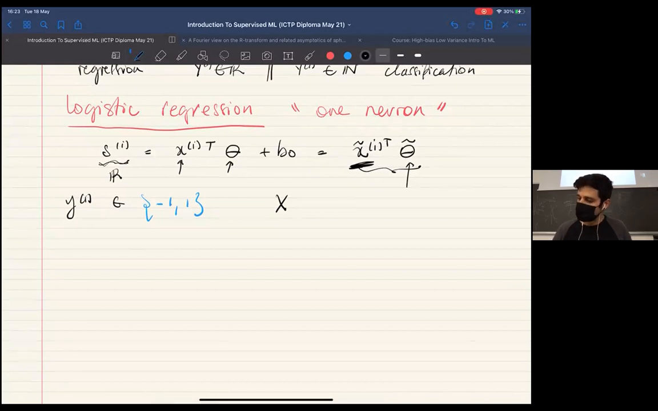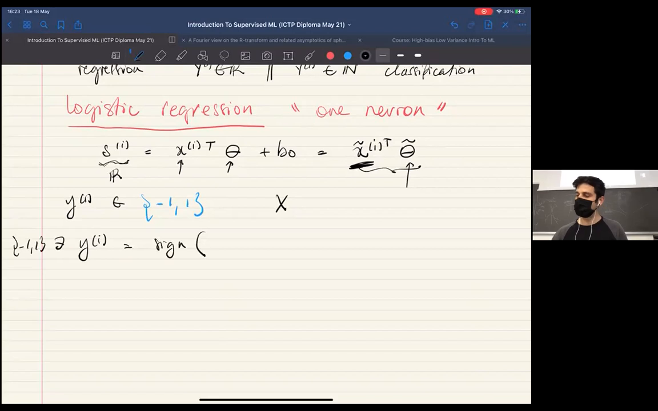Okay. So in this case, the discrete label, which indeed belongs to -1, 1, could be taken as the sign of this linear relationship. Now I drop the tilde, but keep in mind that if you want to add a constant shift, you can always redefine by adding a constant feature. Theta transpose x. So this is the simplest possible nonlinear model.